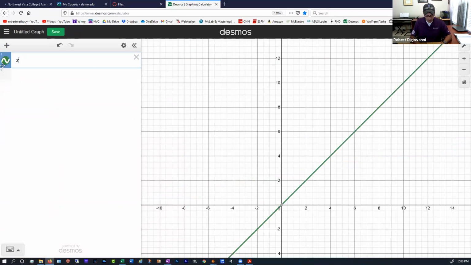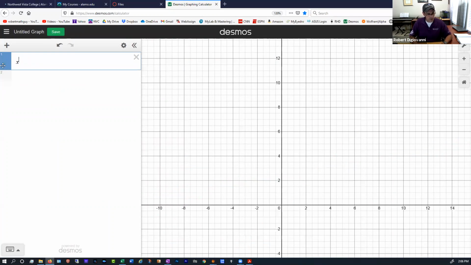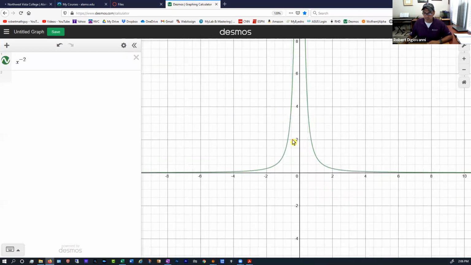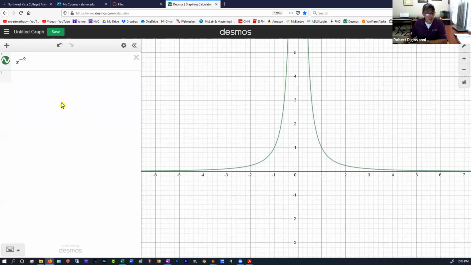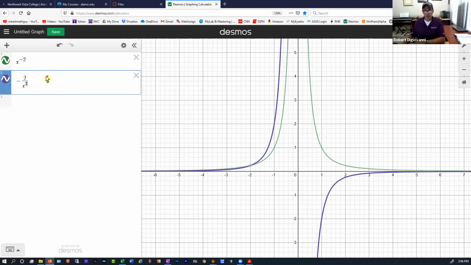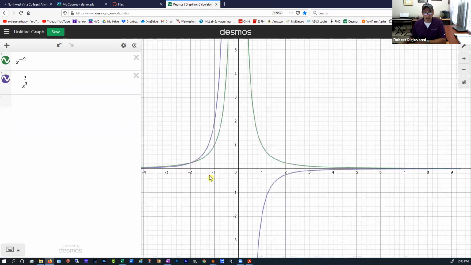So first, here's X raised to the -2. Oh, that's not X raised to the -2. That's X raised to the -2. So there is X to the -2. All right. And now I'm going to graph the derivative, -2 over X cubed. All right, that's both of them graphed together.